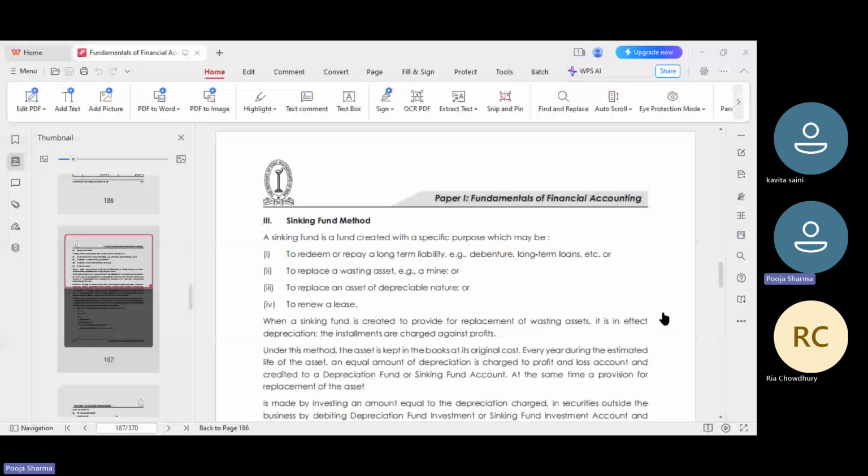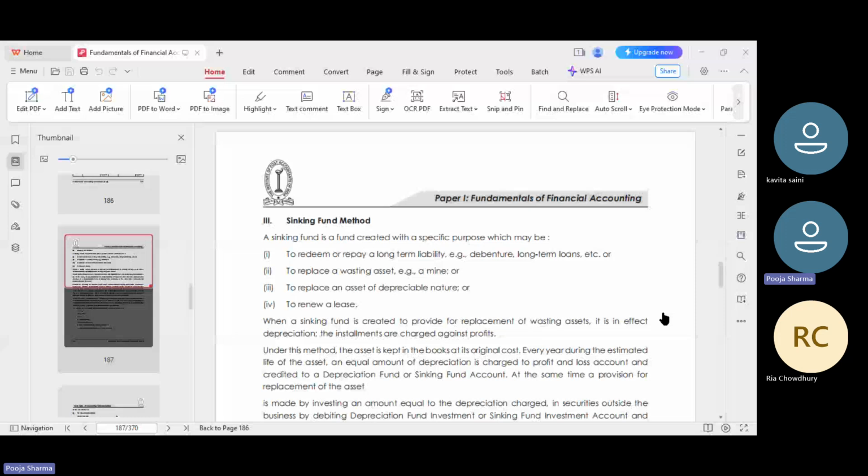Now, the sinking fund account may also be called the depreciation fund account. The entry that we have written for interest on investment, we can transfer it to the depreciation fund account or sinking fund account. It will remain the same. It will be shown on the liability side of the balance sheet.